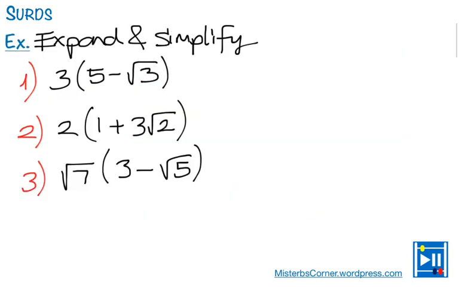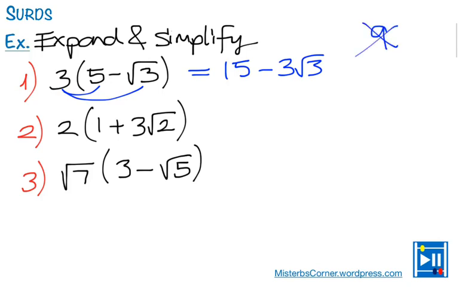Now in these examples, we're going to just expand, right? So it's going to be 3 times 5, which is 15, minus 3 times root 3. Now please be careful, you cannot multiply integers and surds, so you write the product like 3 root 3. Please make sure that you don't write 9, or square root of 9. These are not correct. 3 and root 3, you cannot multiply these numbers, you just write the product as 3 times root 3. Okay?